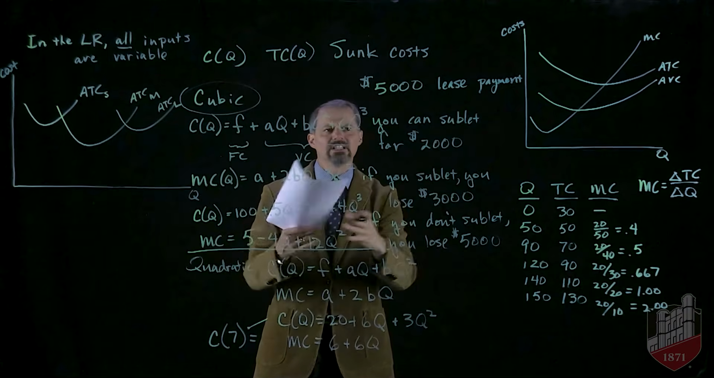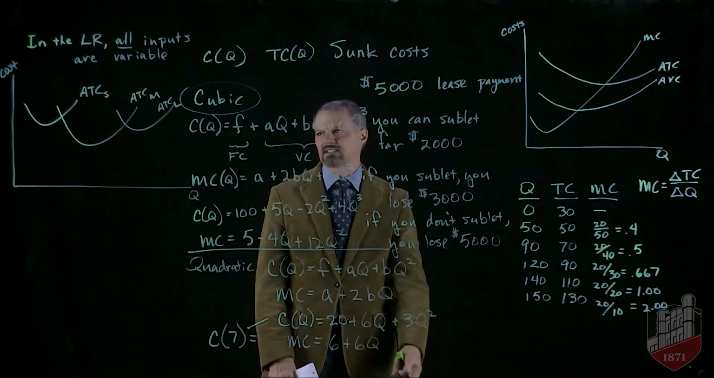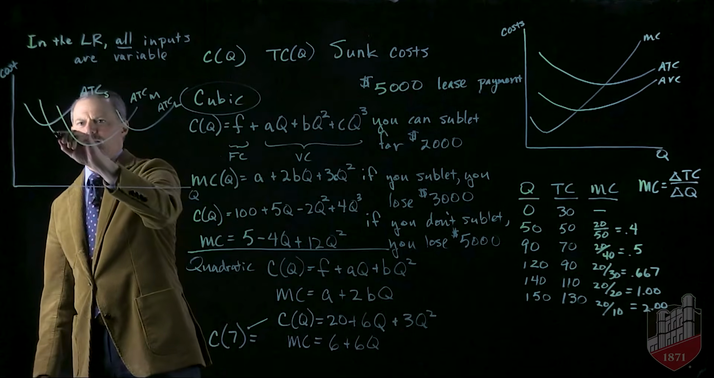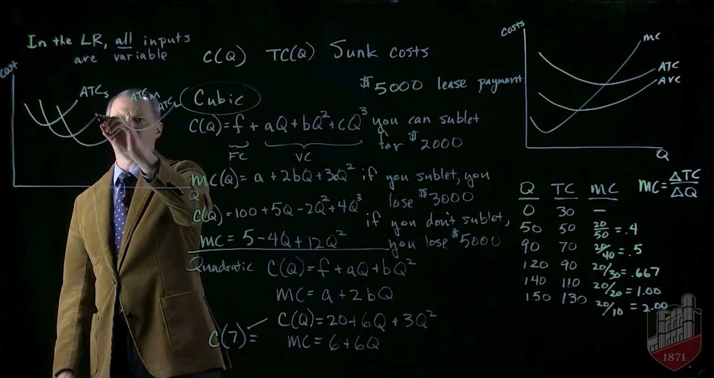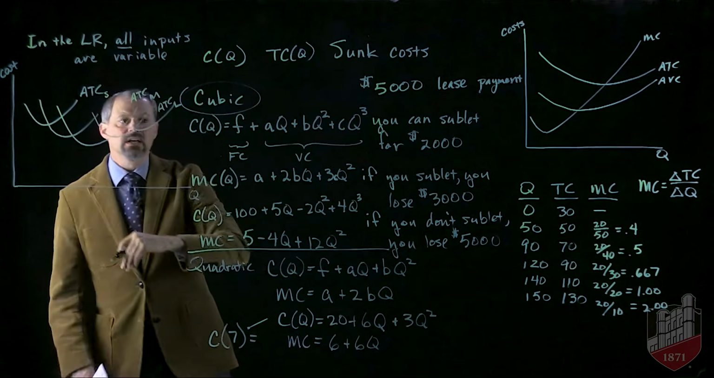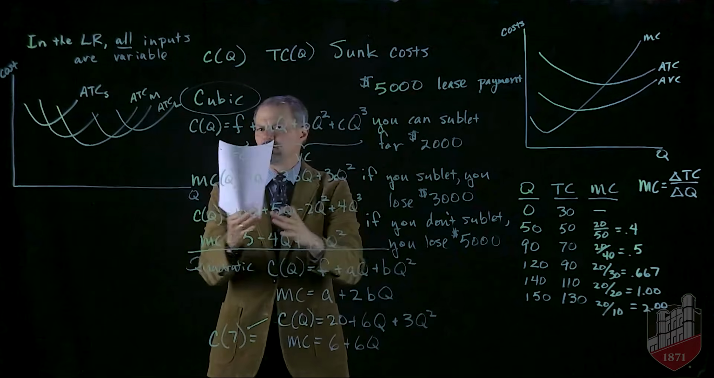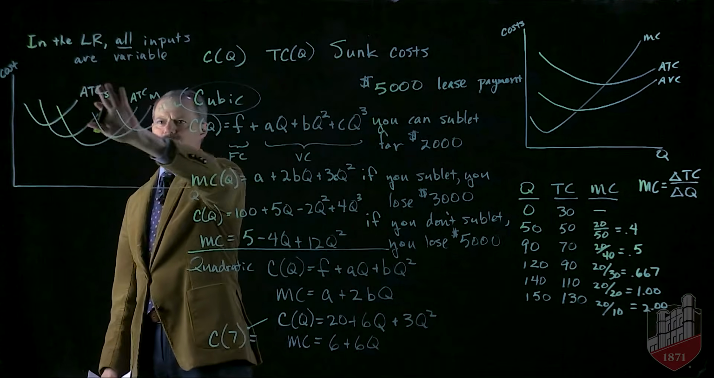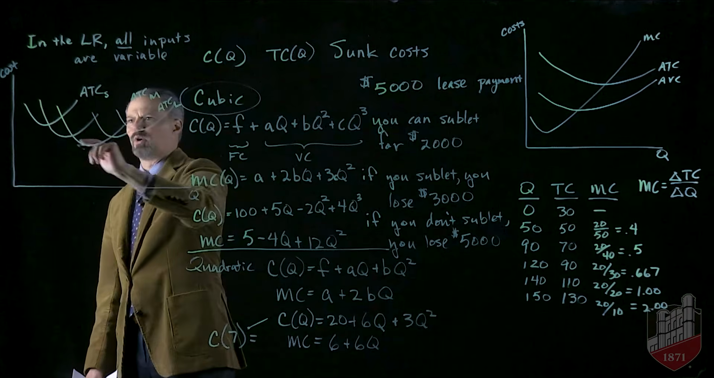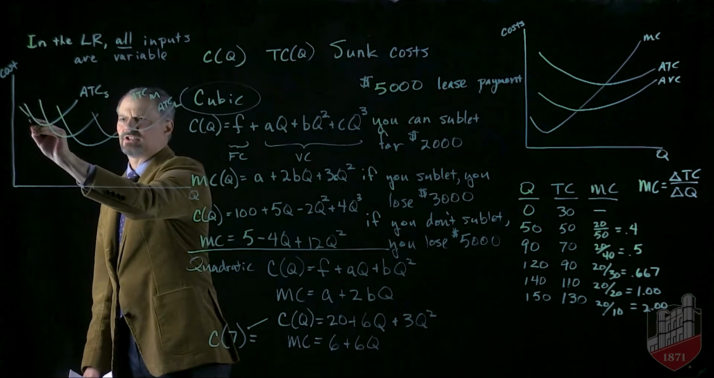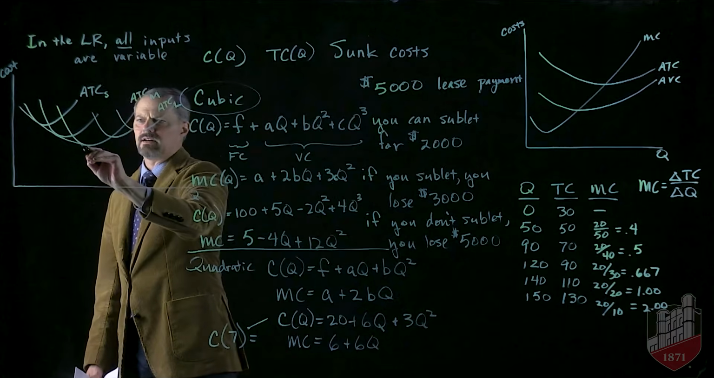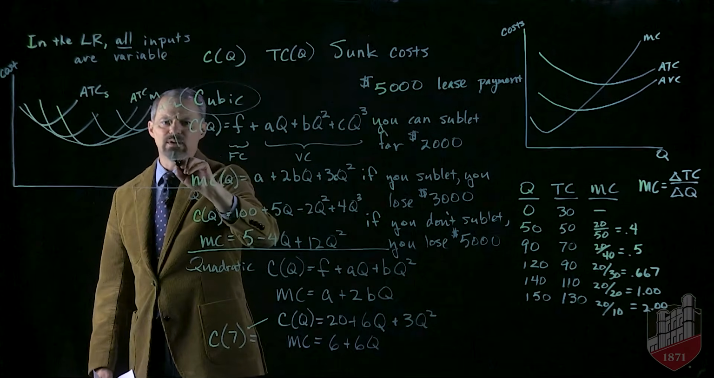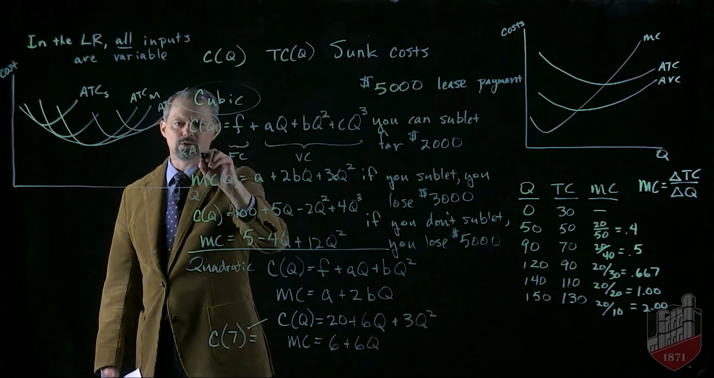Those are just 3 of an infinite number of plant sizes that we could produce. In fact, there are plant sizes in between small and medium, and in between medium and large. And if I were to draw all of the possible plant sizes, the average total cost curves that go with them, this would start to look like a big bowl-shaped area. And then if I just drew a little line along the bottom of that bowl-shaped area, that line would be what we call the long-run average total cost curve.